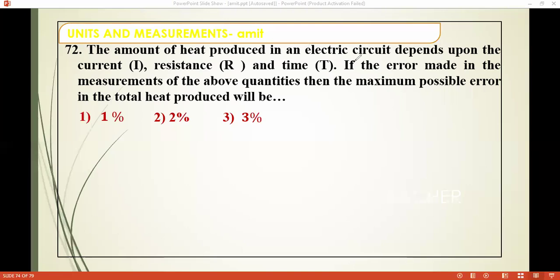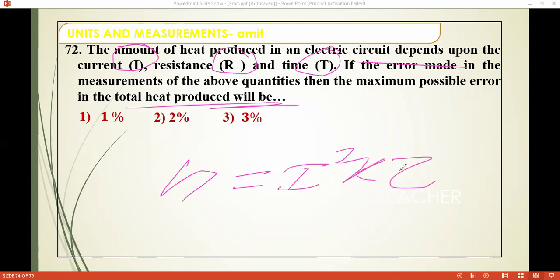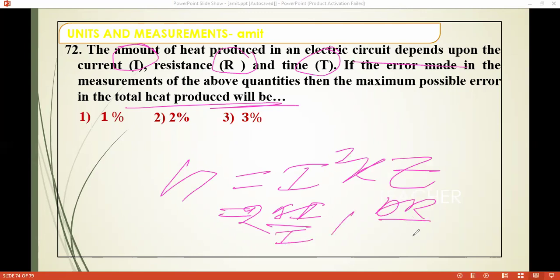The electrical circuit depends upon the current, resistance, and time. If there are errors in the measurement of the quantity, find the maximum possible error. It's a very, very important question. The quantity is equal to I squared R T. So this is 2 delta I by I plus delta R by R plus delta T by T. From here you can solve these questions and find the value easily. So I'm leaving it to you, so that you can handle these questions, and I'm going on to the next one.